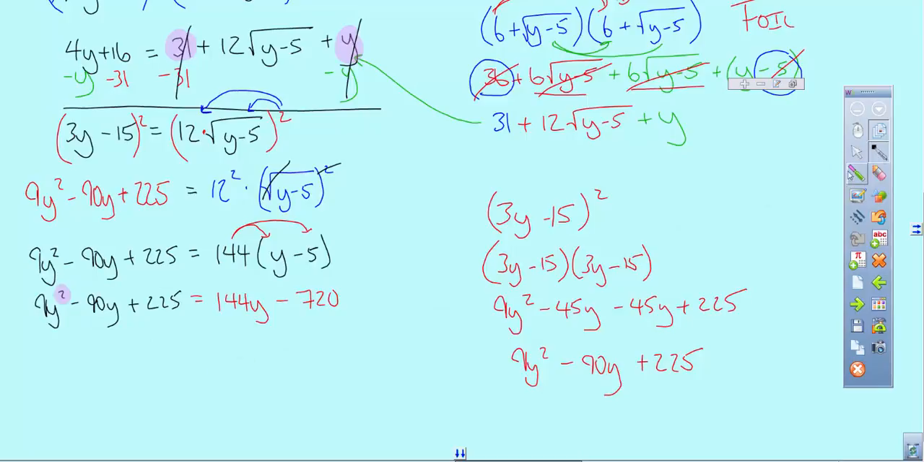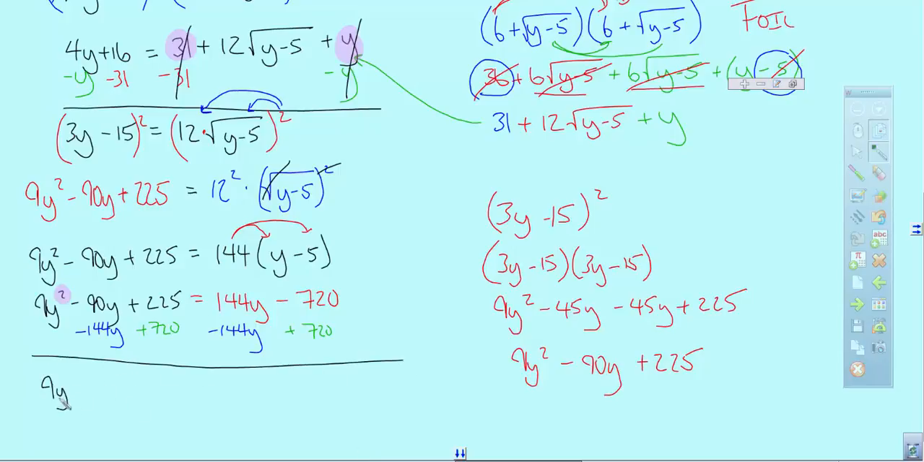And if you have a quadratic, you move everything to one side. So we're going to subtract 144, subtract 144. We're going to add 720, add 720. Be a good housekeeper, keep things neat and organized. So we get 9y squared. 144 plus 90 is minus 234y, and 225 plus 720 is 945.